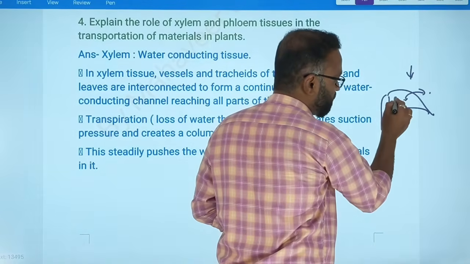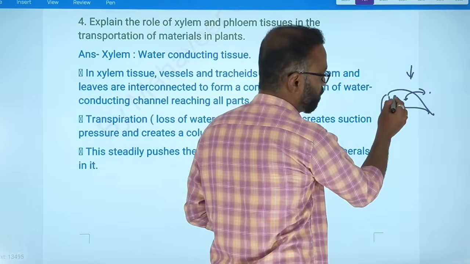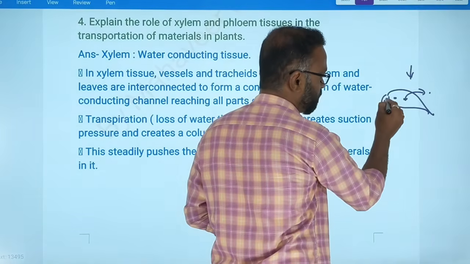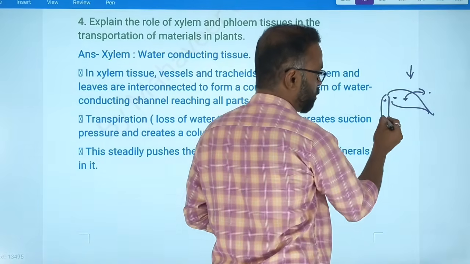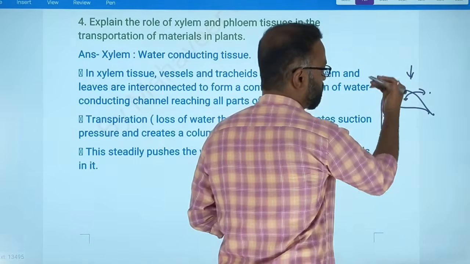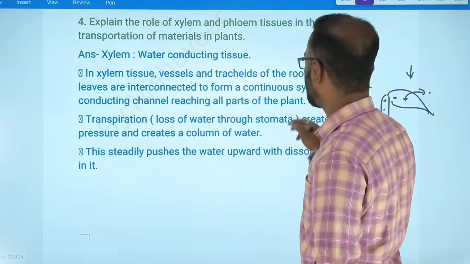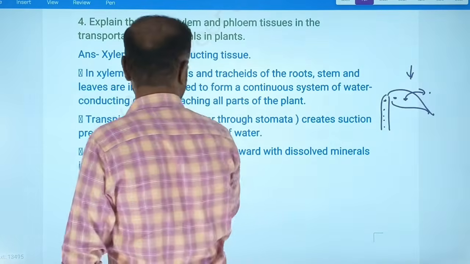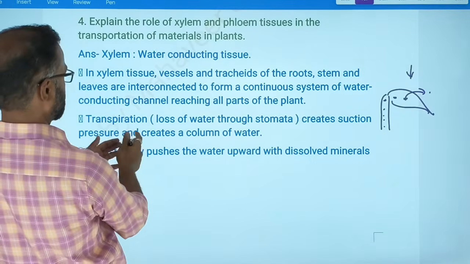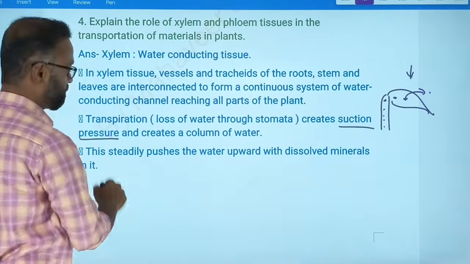So water will start moving from higher concentration towards the lower concentration. When this water molecule moves from higher concentration to lower concentration, again the next water molecule moves from higher concentration towards the lower concentration. So there is a chain of what is happening? Shifting of water molecules, which will create the suction pull. Transpiration creates the suction pressure.